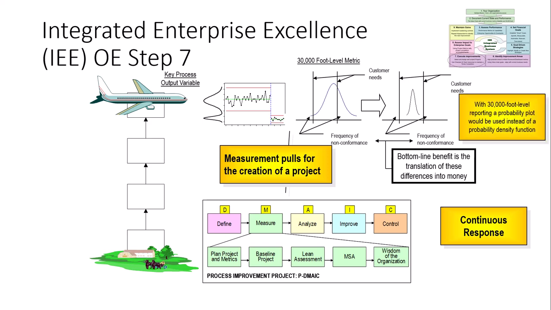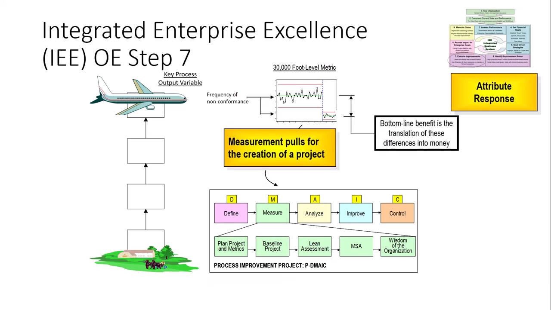With 30,000 foot level reporting, instead of using a probability density function shown here, we'd use a probability plot, which is much easier to use and gives a better representation of the frequency of nonconformance, for example. In the case of attribute charts, they look a little bit different. We don't have probability plots, and in this particular case, we look at the center line of the nonconformance rate. If it's not acceptable, we can again pull for projects, and if we are successful at projects, we should see a change in the level of performance.